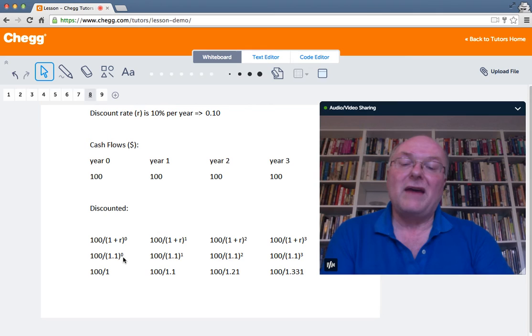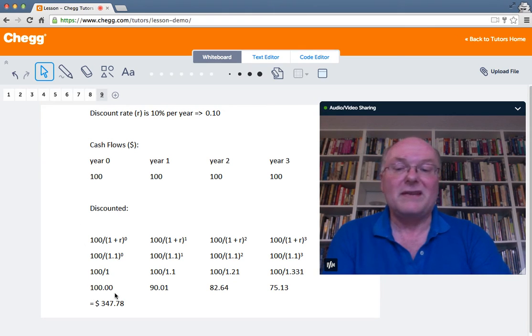And those values are going to be like this. Immediately, everything to the power 0 is 1, so we don't change that value, it's going to be 100. After the first year, we're going to reduce it by 1.1, the second year by 1.21, the third year we're going to divide by 1.331. So those values now become, immediately, the $100 isn't discounted because you've got it immediately, so that's still worth $100. But the $100 at the end of the first year is only going to be worth $90.91 to you.